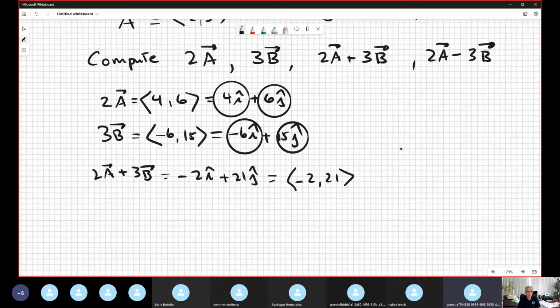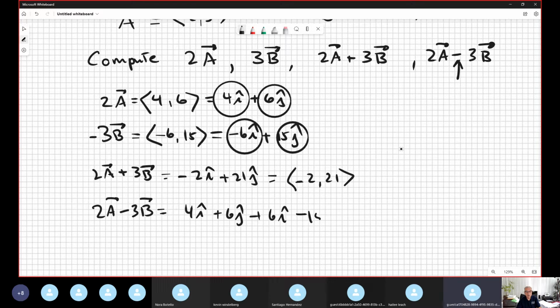Yes. The last one is 2A minus 3B. Okay, 2A I copy is 4i plus 6j. And for the subtraction of 3B, you change the sign. See, it's minus, this minus here, this minus. Change the signs. You put minus here. Change the sign of this guy. And now it's 6i. And this is minus 15j. So you combine 4 and 6, that is 10. 10 what? 10i, and 6 minus 15 is minus 9, minus 9j. And the answer in the other notation that you prefer is 10, negative 9.